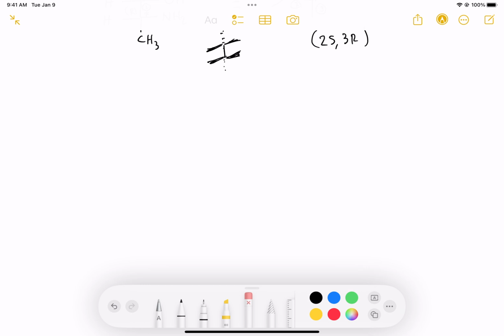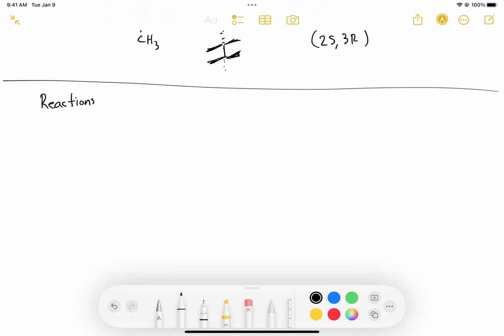All right, let's talk some reactions. So this is on chapters, I believe. We're going to chapters 6 and 7 here. So let's do some reactions. That'll be an important part of this exam is reactions, because you're going to learn a lot of different types.